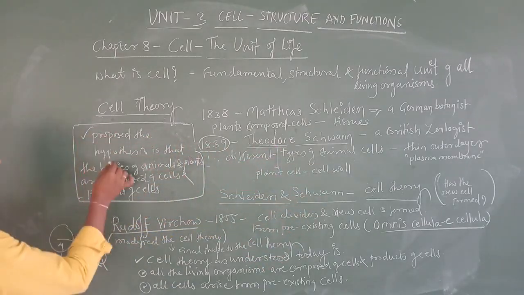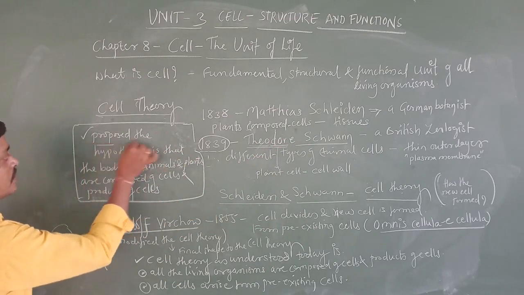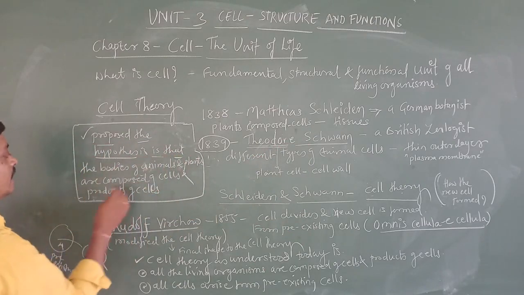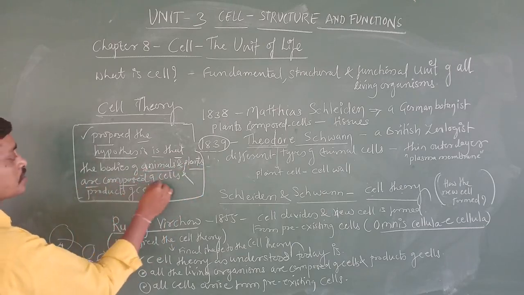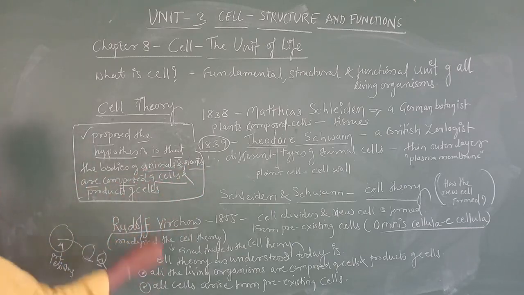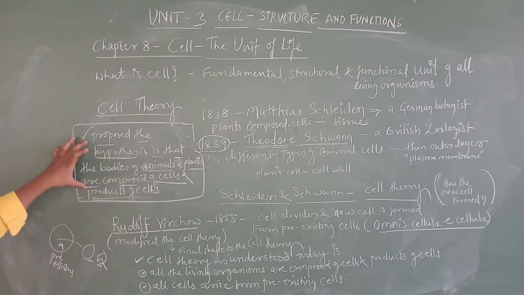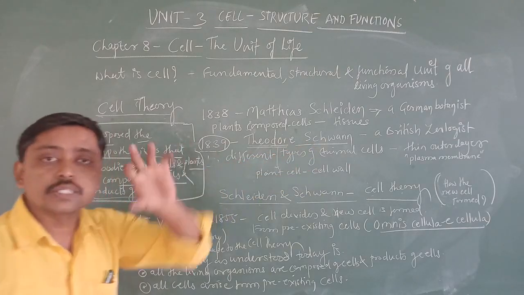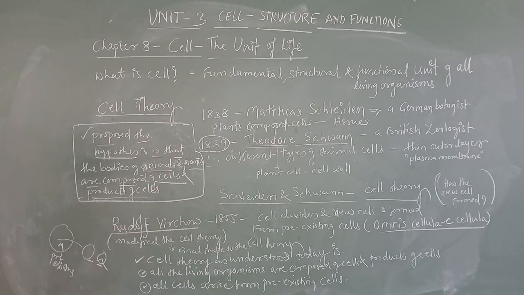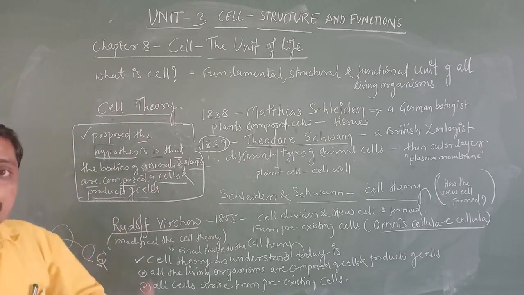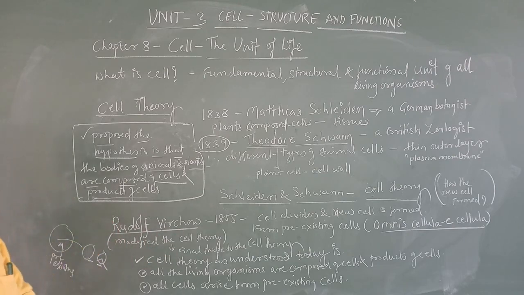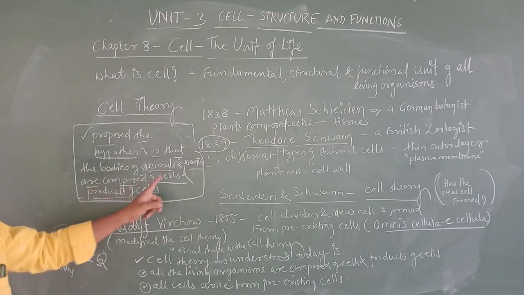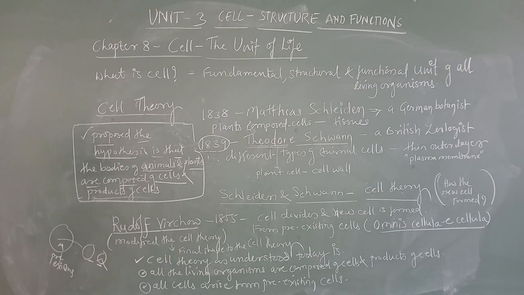What is that theory? In the sense, he proposed the hypothesis that the bodies of animals and plants are composed of different kinds of cells and cell products. Who proposed this? This Schwann. Schwann hypothesized that all the bodies of plants and animals are composed of cells and products of cells.